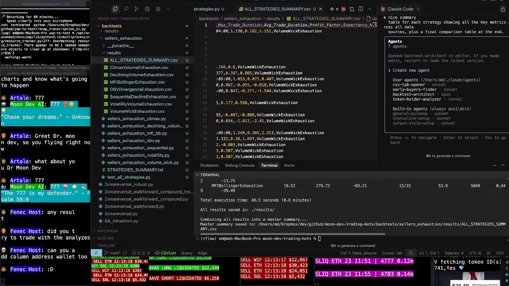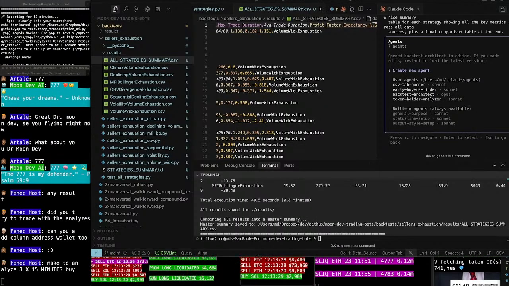You can add column address too. Column address, you can add column address wallet too. 3 times 15-minute buys.